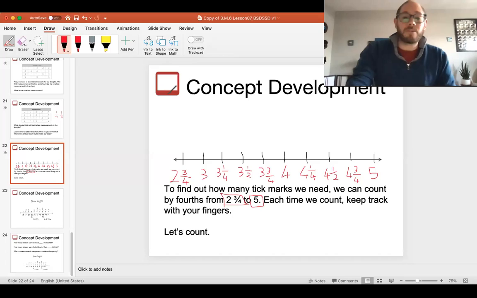All right, welcome back, grade 3s. Your number line should be finished and it should look like this. 2 3/4, 3, 3 1/4, 3 1/2, 3 3/4, 4, 4 1/4, 4 1/2, 4 3/4, and 5. If you haven't labeled it correctly, go ahead now and label your number line properly. Remember, you can always pause the video if you need to make sure you're doing it properly.